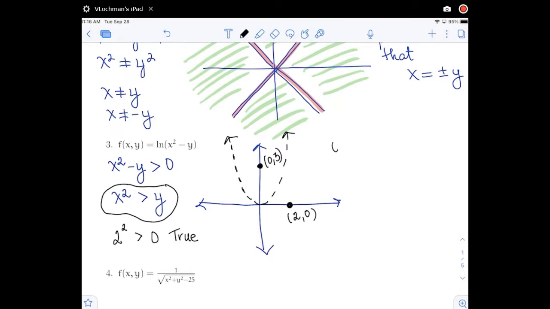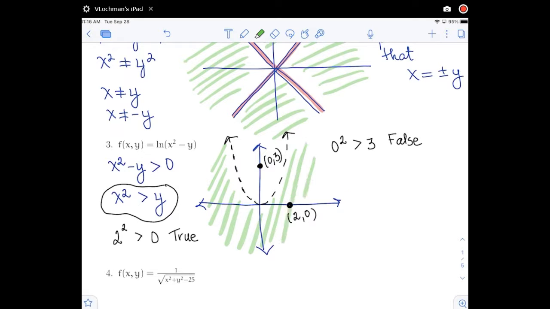Is this true? 0 squared greater than 3. Is that statement true? No, this is false. This is how you can check. Okay, so the domain is indeed the bottom part. And all you need to do is just pick one point. That should work.